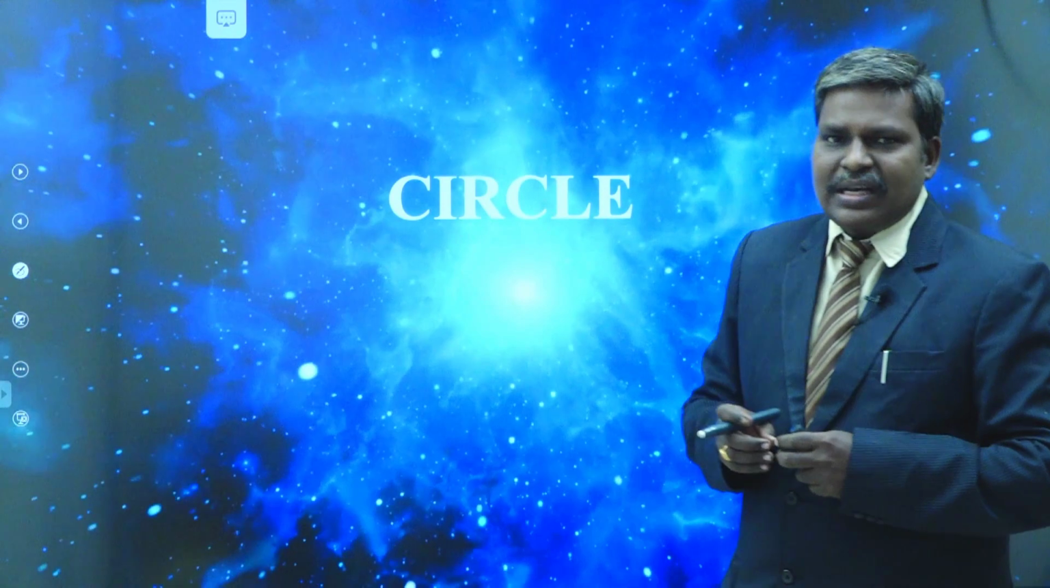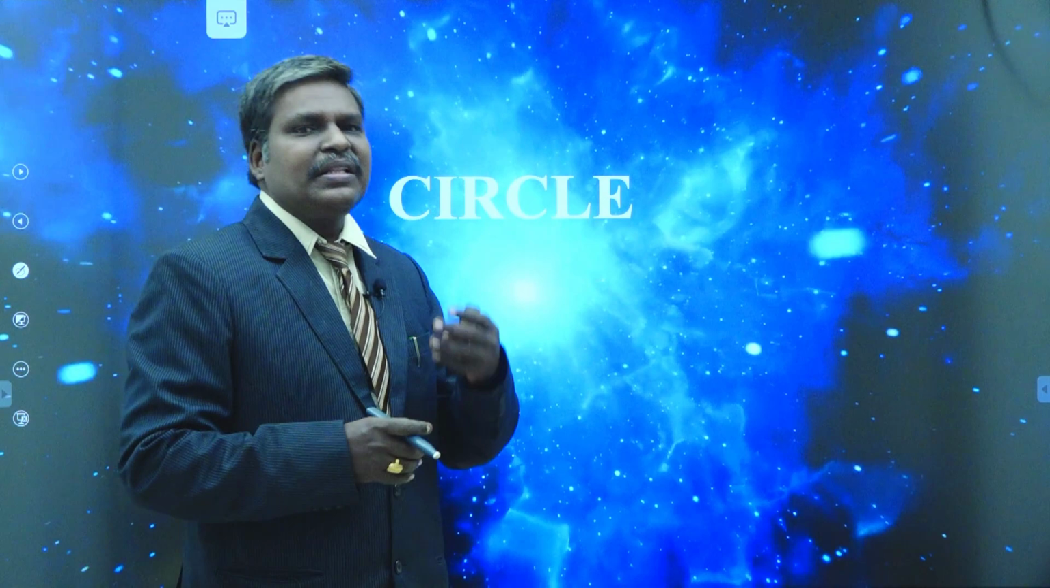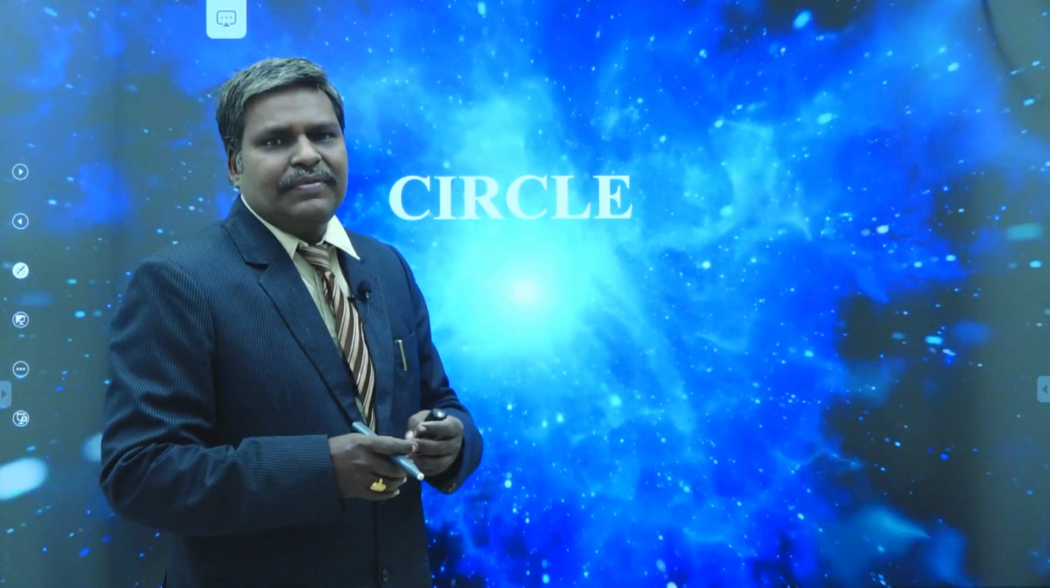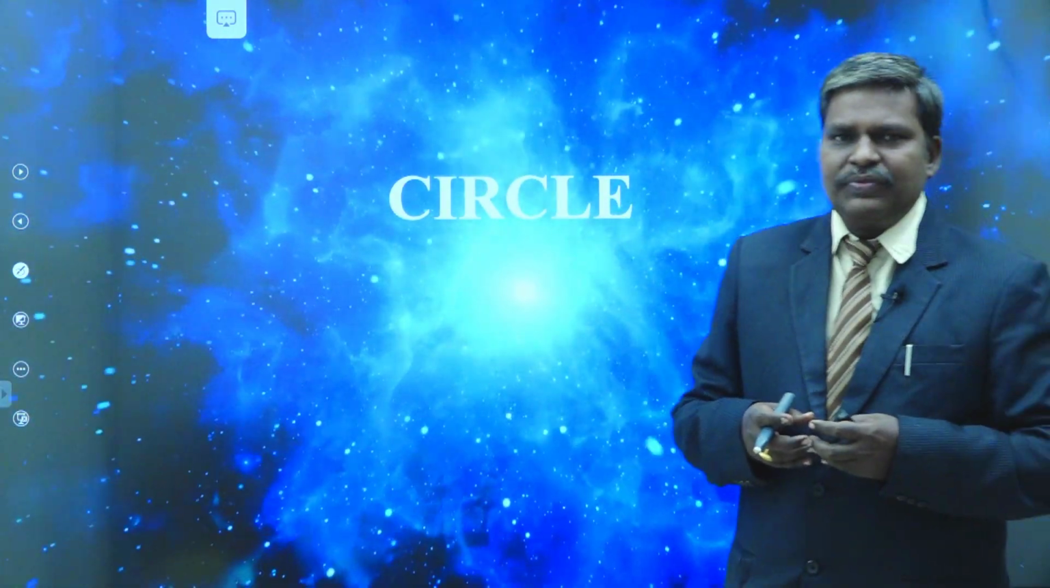Now let us continue the class about the pair of tangents: how to obtain the direct common tangents, how to obtain the equation of a circle touching the given circle externally, how to obtain the equation of a circle touching the given circle internally, and how to obtain the length of the direct common tangent and transverse common tangent of two given circles. Let us see in this session.